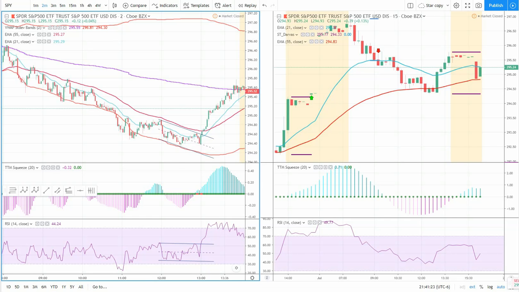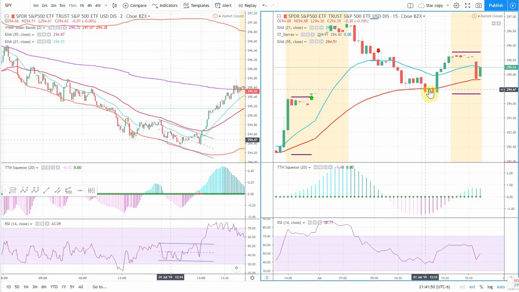For this video, we're going to go over a counter trend trade setup we had in SPY, which is the S&P 500 ETF. Here we can see that we were just downtrending in this channel, and we were looking for a potential bounce play at the 55 EMA on the 15-minute chart.